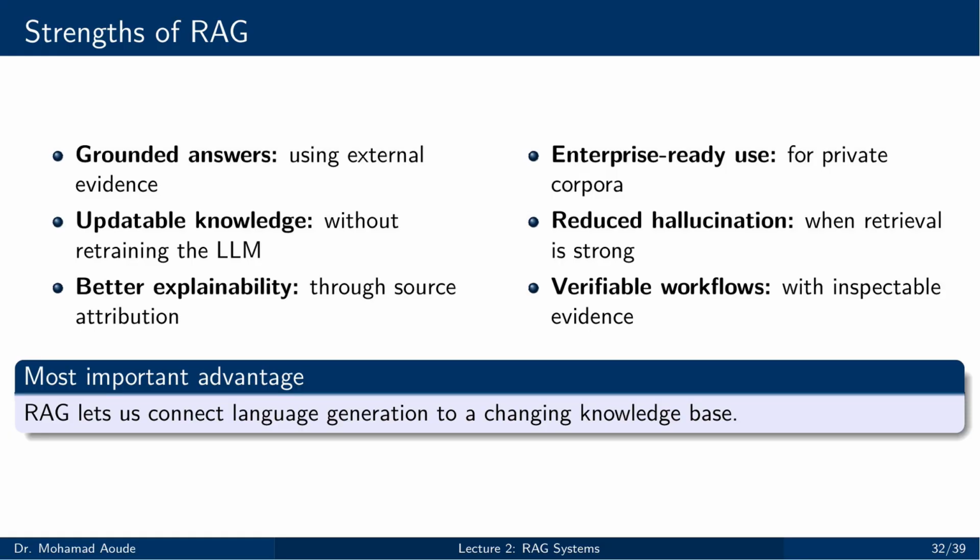Another major strength is reduced hallucination when retrieval is strong and prompts are grounded properly. The system can remain anchored to inspectable evidence instead of relying entirely on internal model memory. So the most important advantage is this: RAG connects language generation to a changing knowledge base. That is what makes it one of the most practical AI architecture patterns in use today.